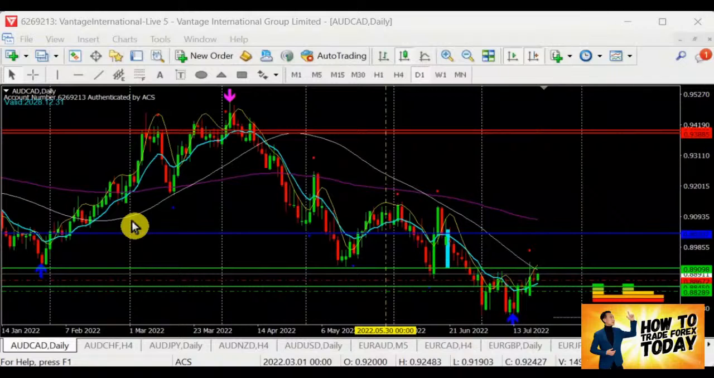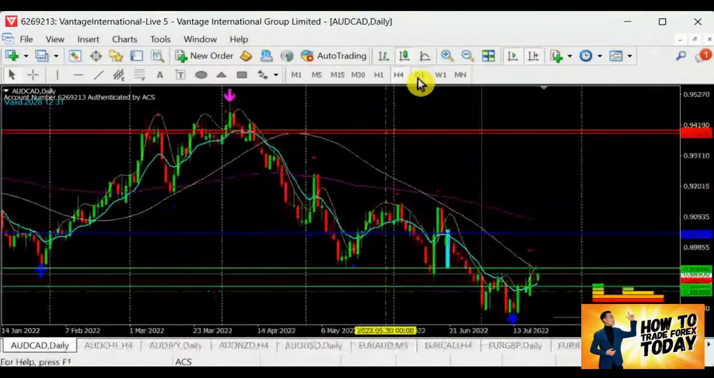Once again, I'm still using this. I'm still reverting to the same system. Hopefully the sound is good. If not, I'm going to discard this system. Let's move quickly. AUDCAD, TP already.